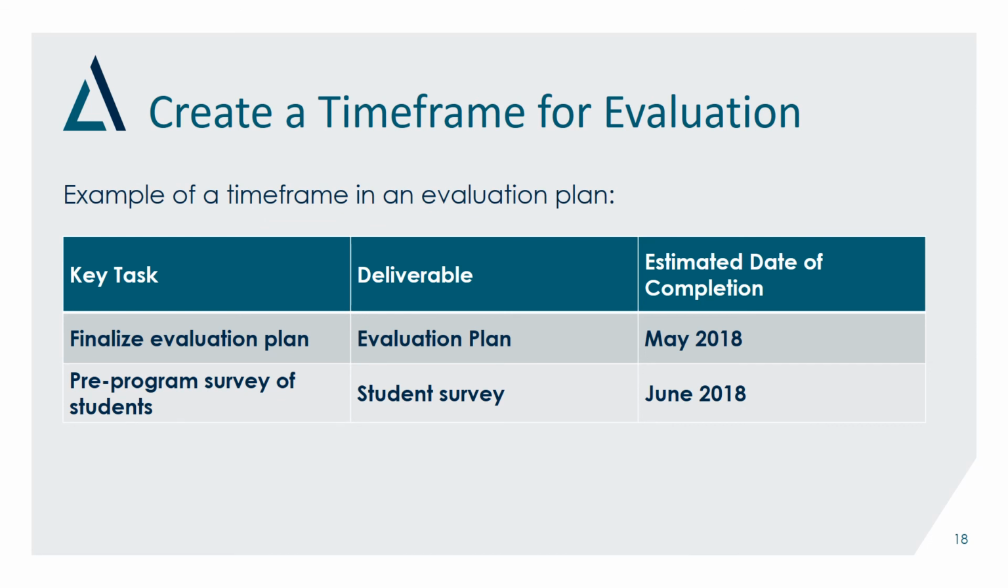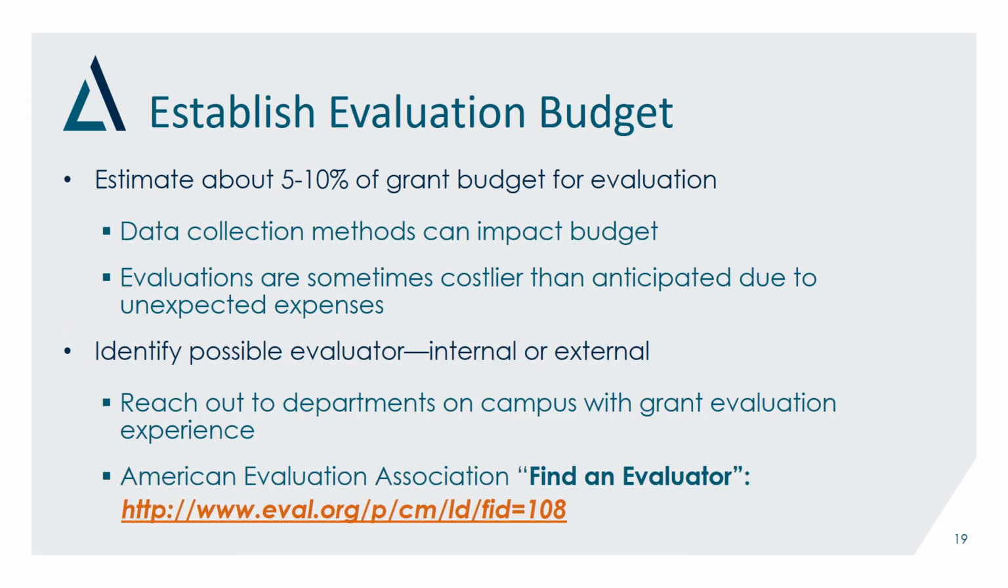A chart in your plan would show key evaluation tasks in the first column of this table, the deliverables produced in the second column, and when you estimate the work to be completed in the final column. This is a helpful way to communicate the key timeframes of your evaluation to both your internal stakeholders and your funder. It can be hard to think about using limited program funds for evaluation, but it's critical that you adequately fund the evaluation process.